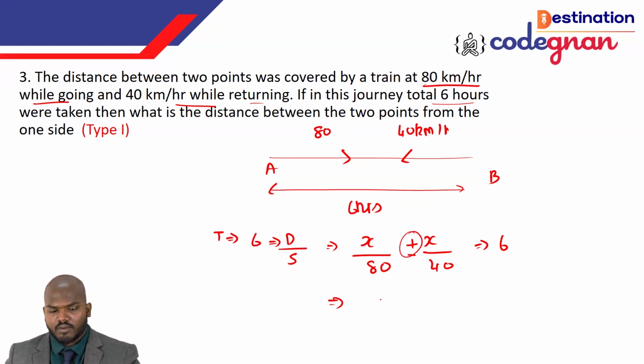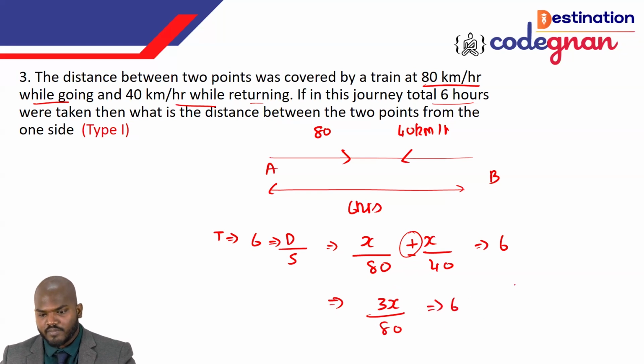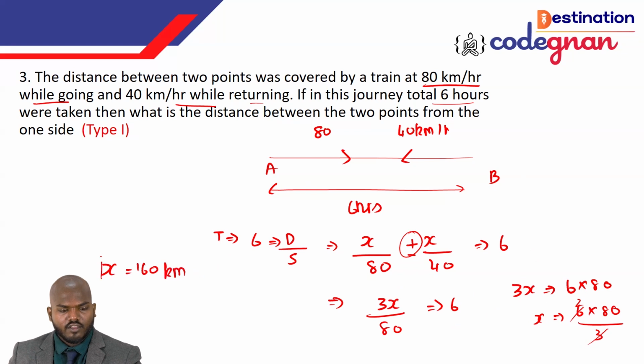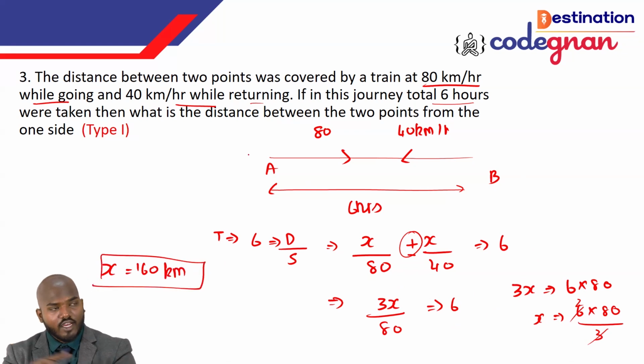So here I need to multiply by 2, that is 2x. That is 80 we will get here. You get the value like this, and you take the value this side. So 3x is equal to 6 times 80. Then x is equal to 6 times 80 over 3. You will get this is 2. If you multiply that, you will get x equal to 160 kilometers. So the distance from A to B is 160 kilometers.